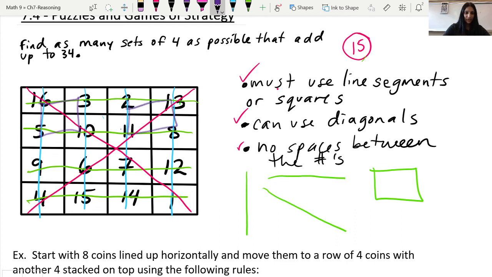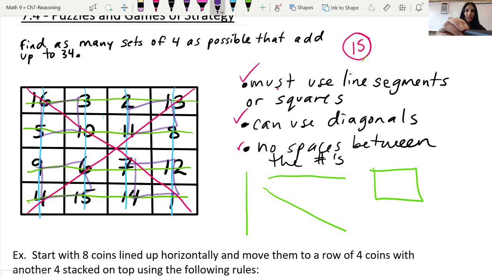Let me try this square at the bottom, that would be 15, 22, yep, that works and gives me 34, and that gives me 10, that would give me 25, and the 9 added to it does give me 34, so all 4 of those squares work.